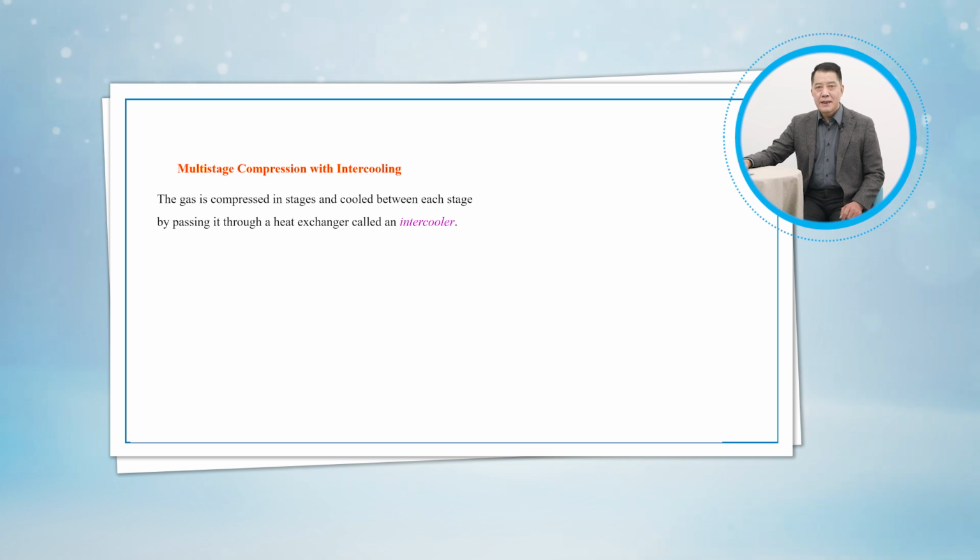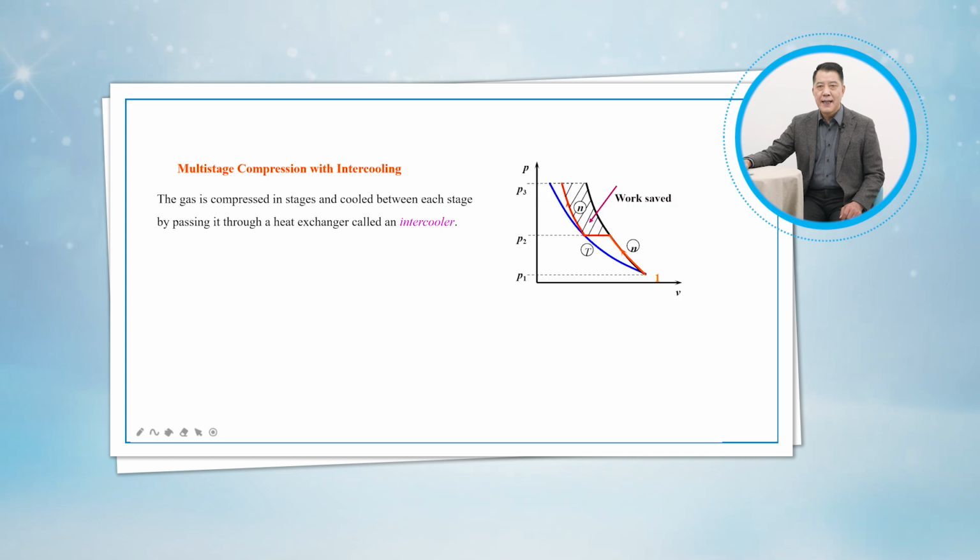The gas is compressed in stages and cooled between stages by passing it through a heat exchanger called an intercooler. Ideally, the cooling process takes place at constant pressure, and the gas is cooled to the initial temperature T1 at each intercooler. Multi-stage compression with intercooling is especially attractive when a gas is to be compressed to very high pressures.